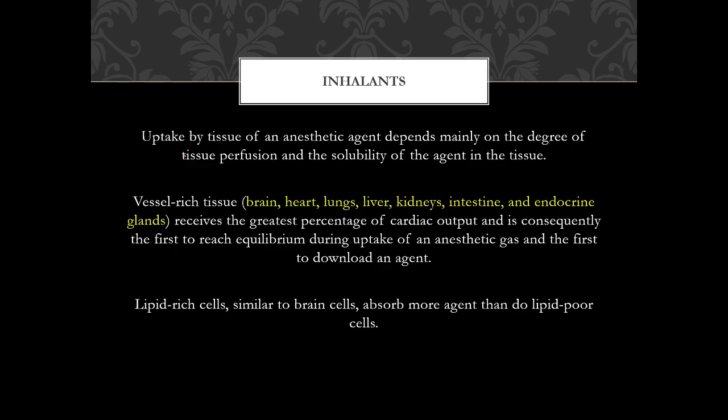So it needs to get from the lungs through the blood to the tissue. Vessel-rich tissue like the brain, the heart, the lungs, the liver, the kidney, the intestines, and endocrine glands receive the greatest percentage of cardiac output and are consequently the first to reach equilibrium during uptake of the anesthetic gas and the first to download or release the agent. Lipid-rich cells, similar to brain cells, absorb more agent than do lipid-poor cells.